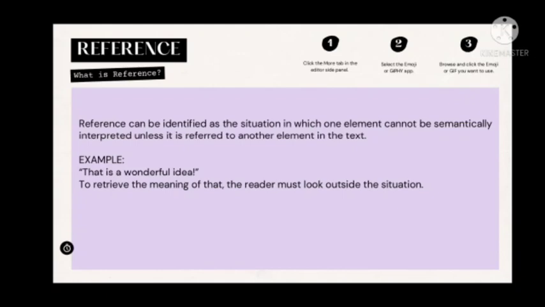What is reference? Reference can be identified as the situation in which one element cannot be semantically interpreted unless it is referred to another element in the text. Example, in the sentence, "That is a wonderful idea." To retrieve the meaning of that, the reader must look outside the sentence. So many explanations from me. Next will be explained by Zulfa Nur.